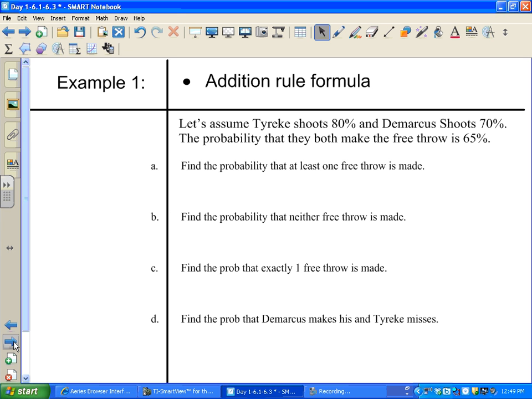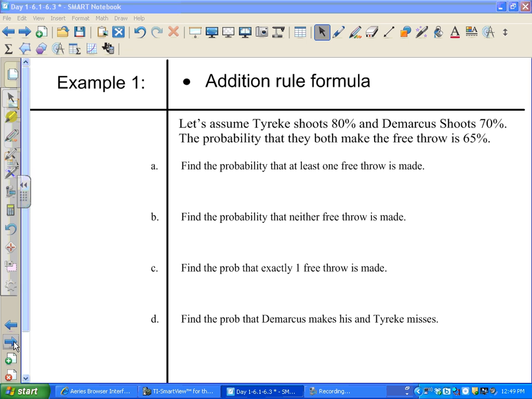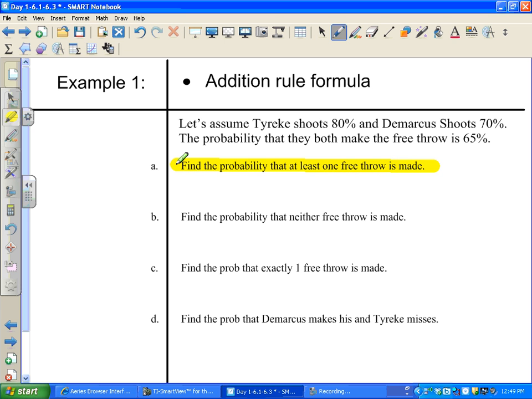Let's assume Tyreek shoots 80%, DeMarcus shoots 70%. The probability that they both make free throws is 65%. Find the probability that at least one free throw is made. Okay? Transferring this over into stats, and I will also make a Venn diagram out of that.